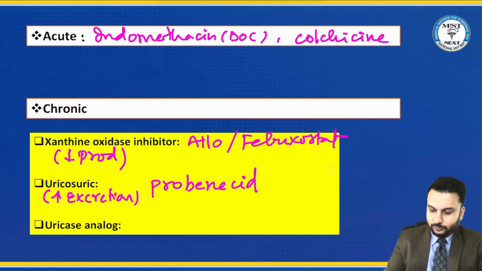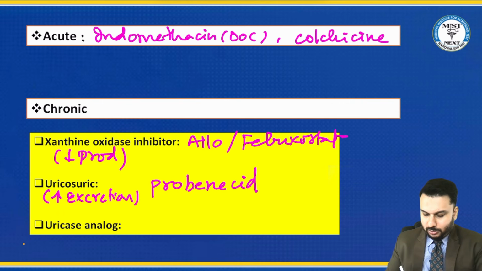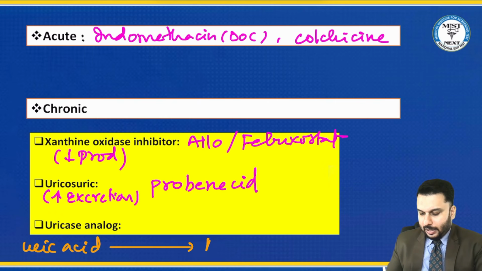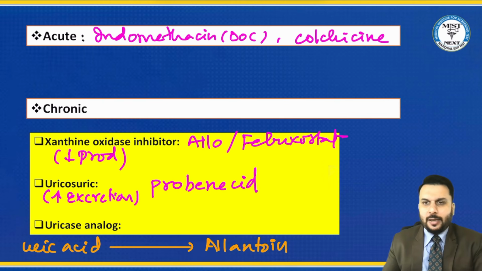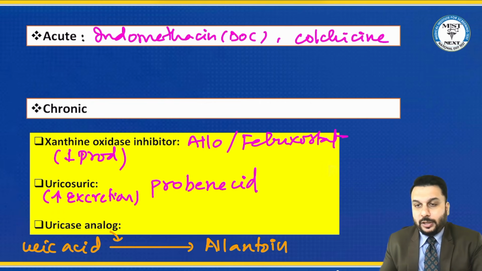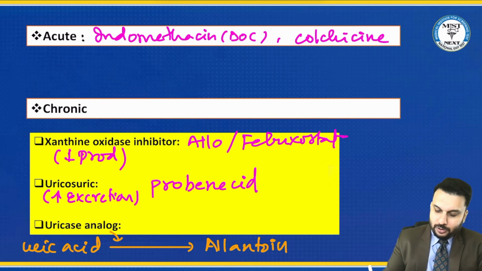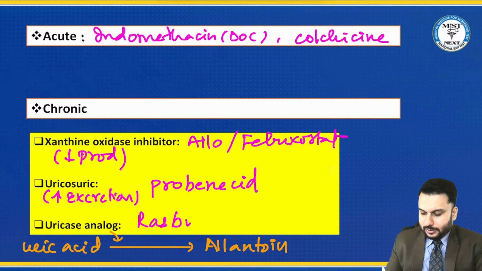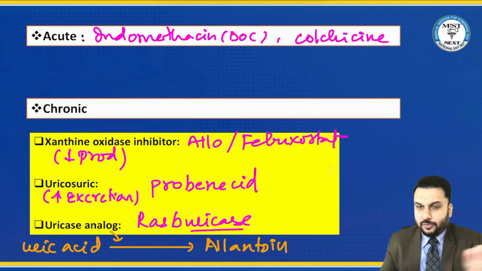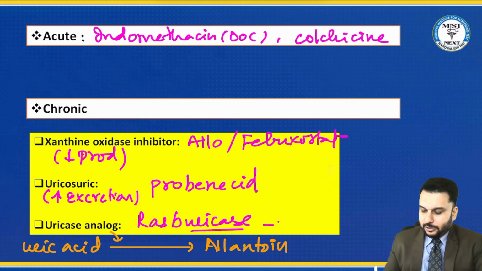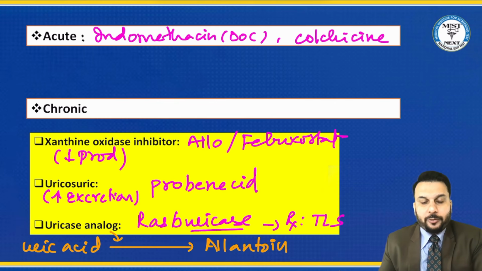It will break down the uric acid into a substance called allantoin. It happens by an oxidation reaction. And the drug that can do that is called rasburicase. Nice name, it has uricase in the name itself. So this uricase drug will break down uric acid. Especially, this drug is used in the treatment of tumor lysis syndrome, which can cause hyperuricemia. Okay, so this is about the topic called gout.